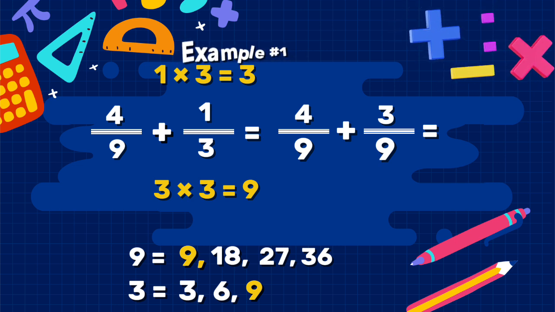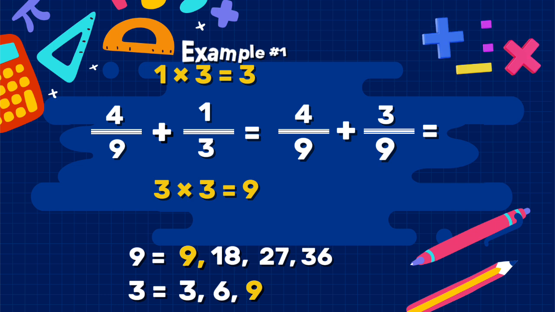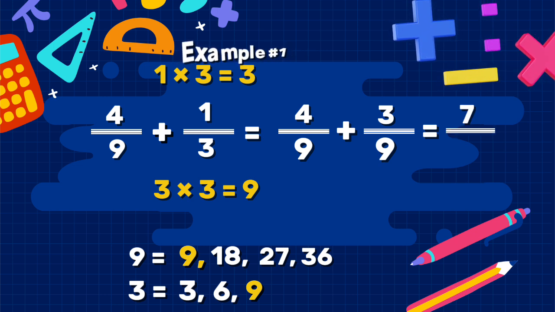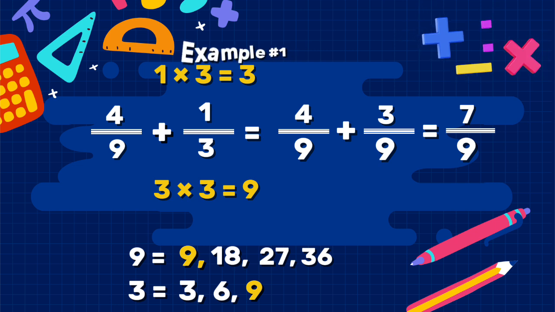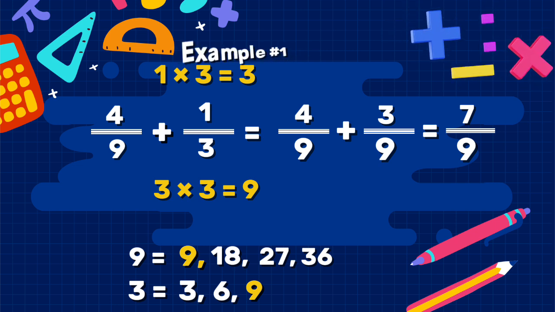So, when we add fractions, we add the numerators, the top numbers. 4 plus 3 is 7. And then we keep the denominator the same. So, 9. 7 over 9 is our final answer.